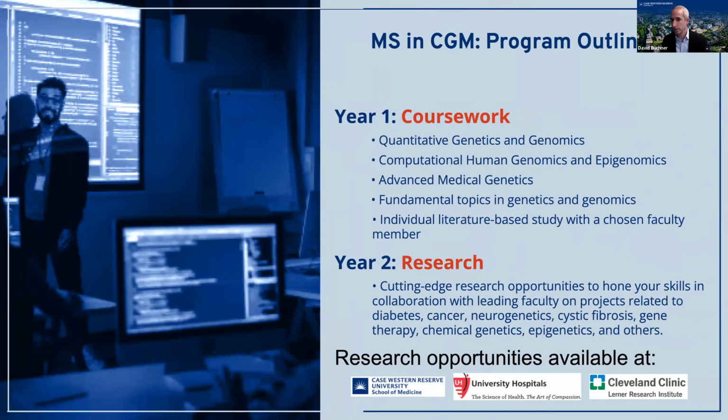So in a nutshell, it's a 2-year program. The first year is generally centered on coursework, and the second year is generally centered on research. I'll go into a lot more detail about both of these. I just wanted to highlight on this slide that there are a lot of different research opportunities that are going to be available in that second year. It's not just at Case Western Reserve School of Medicine, but also in the Center for Human Genetics at University Hospital, and in the Genomic Medicine Institute at the Cleveland Clinic. So there are a lot of different places where students will be able to participate in research.